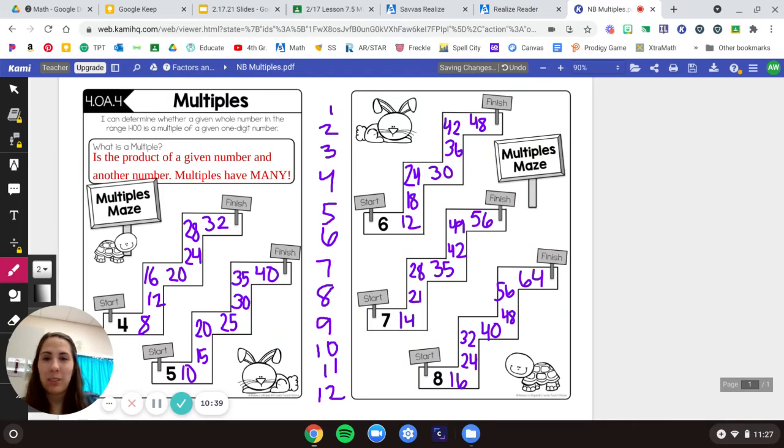All right. So, multiples, remember, I have many. This could go on and on forever. So we're going to stop at some point. So we're not going to do too many. Let's take a look at our homework.